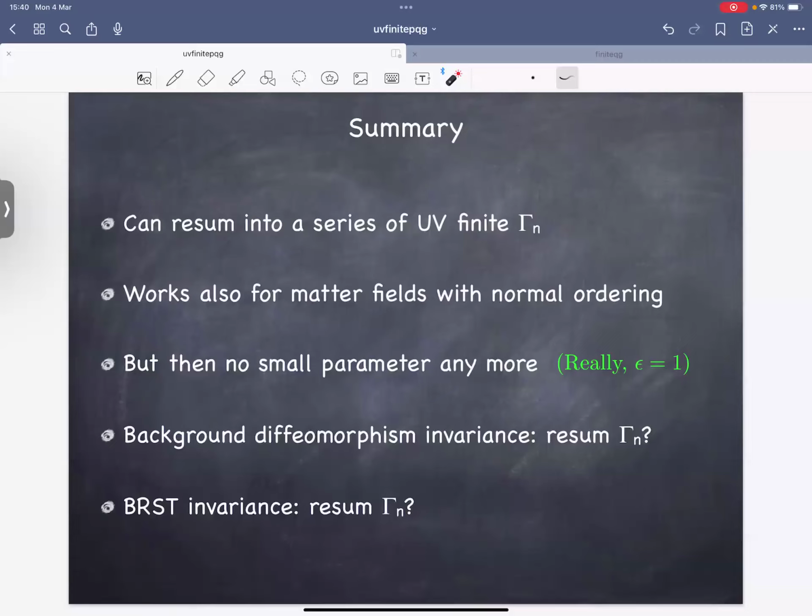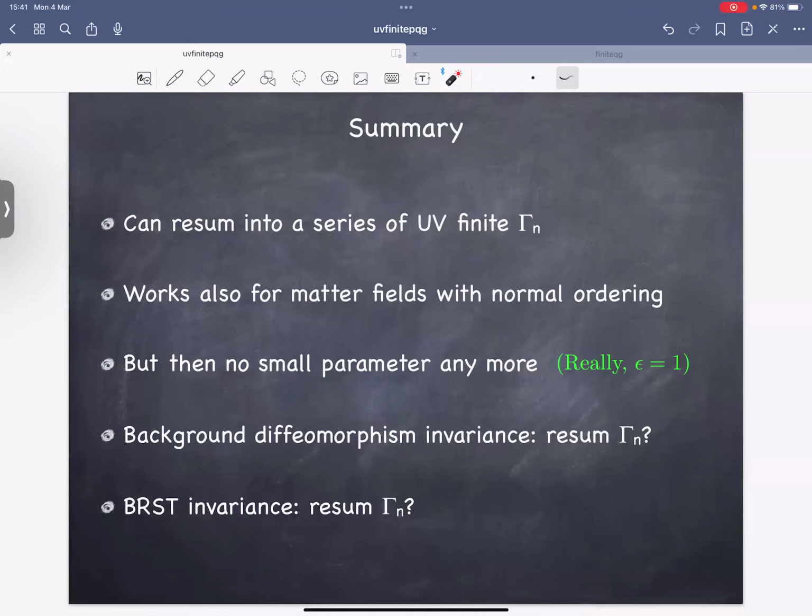So that actually brings me to the summary of my talk. So what you've seen is that we can resum quantum corrections into a series of UV finite gamma n. And this works also for matter fields, providing we delete the tadpole corrections, for example, by using normal ordered vertices. But the problem is that we've seen that for background diffeomorphism invariance, we would need to somehow resum over these gamma n, and I don't know how to do that. And in fact, we're kind of hobbled because there's no small parameter anymore over which we can resum, because we've already done a non-perturbative summation over kappa, and this epsilon was really a fake parameter. It's equal to 1.